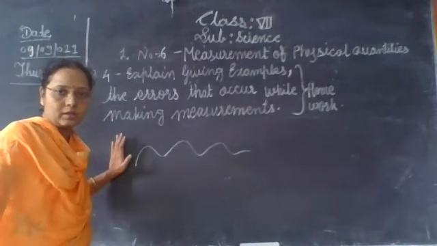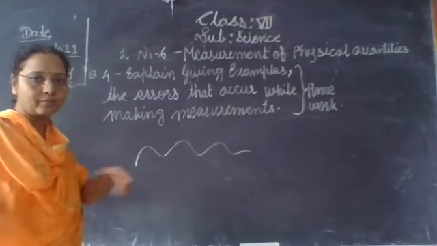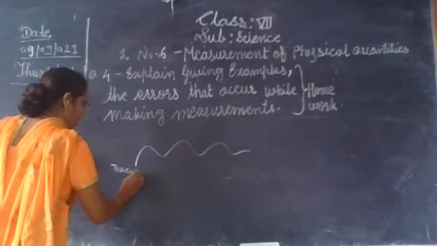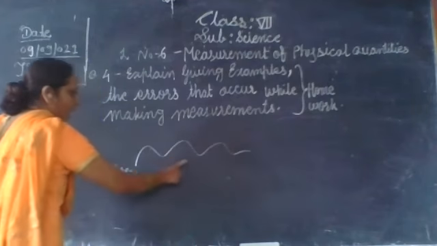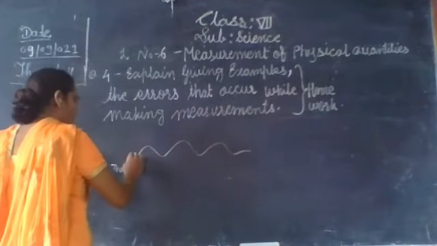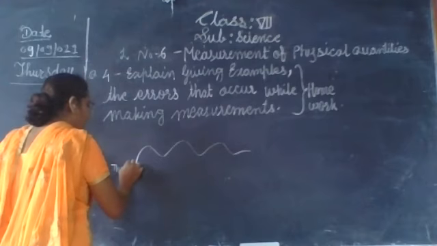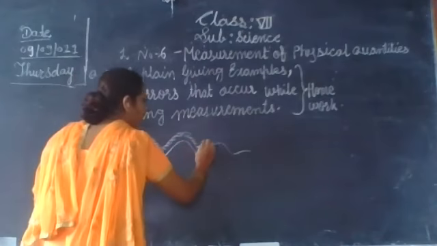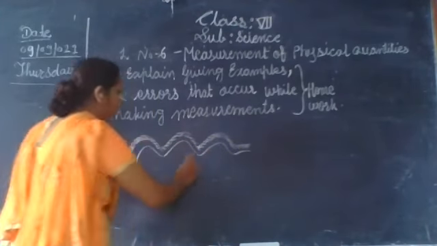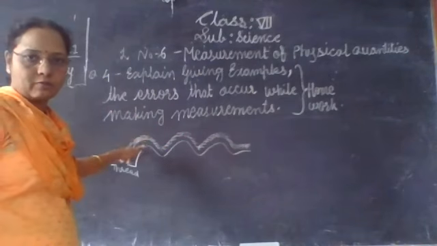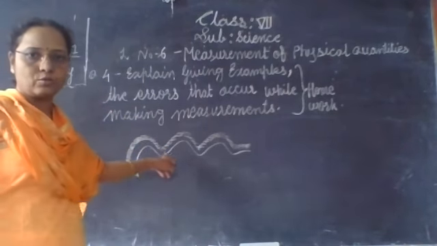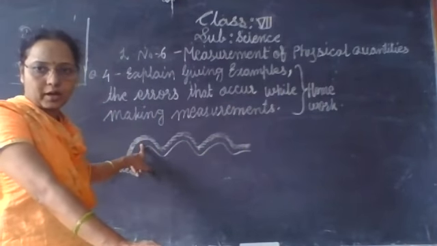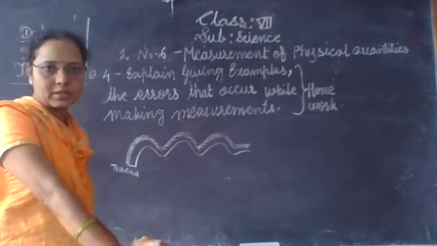So what you use, you can use the thread. Okay, take a thread, you have to measure the length of that line. So by using this thread, keep the thread on one end here, and keep it along the line and measure its length. Then you can measure the thread with the help of a scale. Hence you can measure the length of the curved line by using a thread. So it is a method, you should know this.